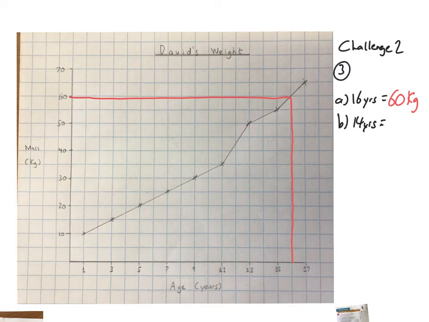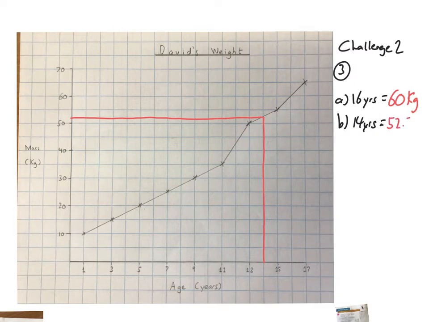B asks us to find the approximate weight when he was 14 years old. So I'm going to go along to 14. I know it's going to be in between 13 and 15. Again, I'm reading up. And you can see that it's not exact here. It doesn't meet or intersect on a horizontal line. So I'm going to have to be very careful when I read across here. I know it's going to be in between two numbers. And it's in between 50 and where 55 would be there. So halfway in between 50 and 55, well, half of 5 is 2.5. So if I add that on to 50, I know it's 52.5 kilograms.